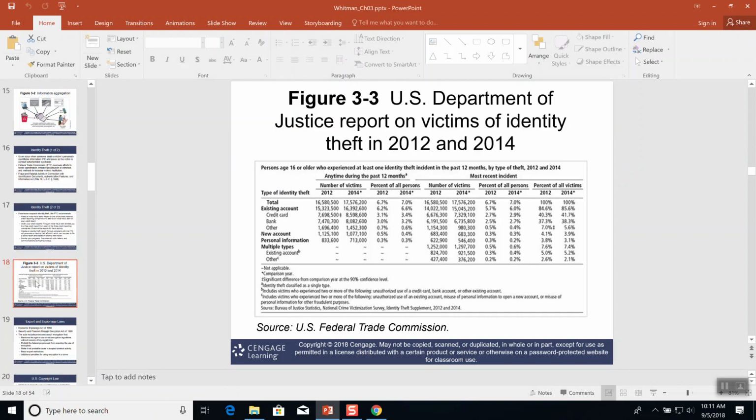Let's see. Here's a Justice report on victims of identity theft. That's a lot of people. What? 17 million people in the United States alone in 2014?